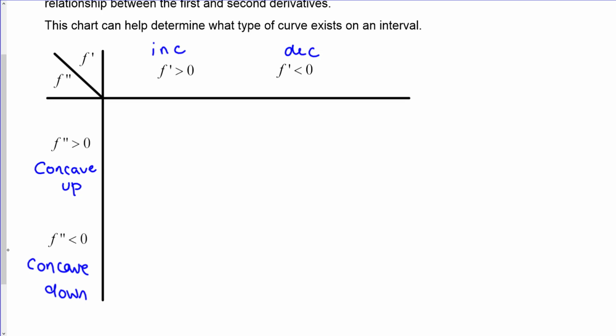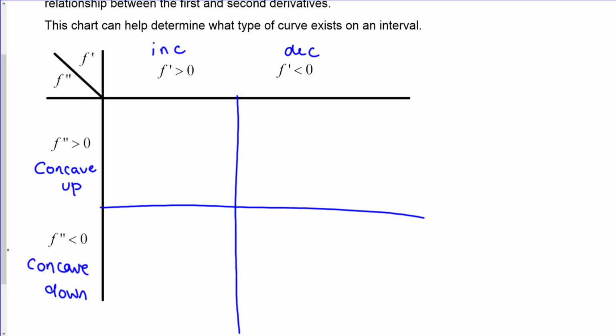Alright, so what those look like, I'll just put some extra lines in here. If you're increasing and concave up, then your curve looks something like this. So it's moving up in y value, but it also looks like it would be part of an upward facing parabola. Okay? If you are decreasing and concave up, then your curve would look like this. So the y values are getting smaller, but you're still looking like you're part of an upward facing parabola.